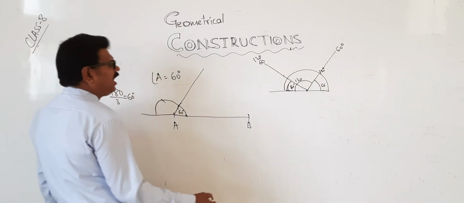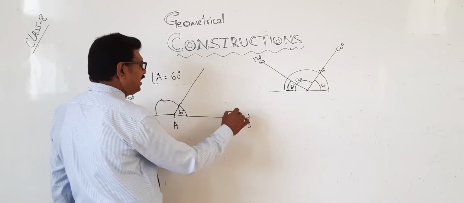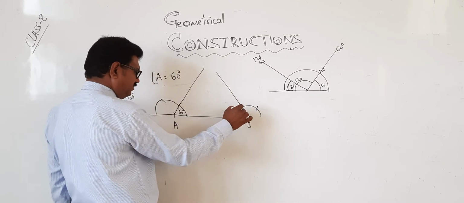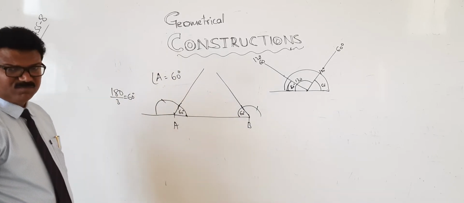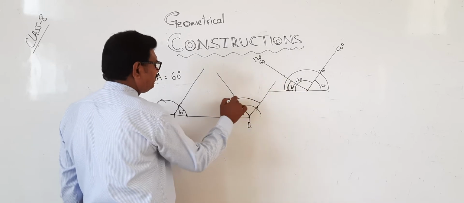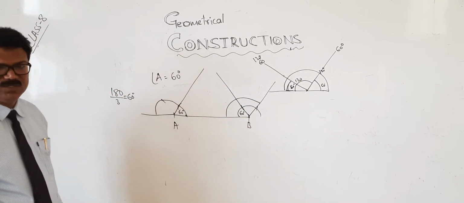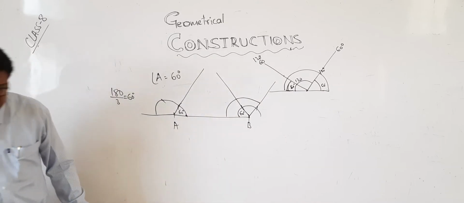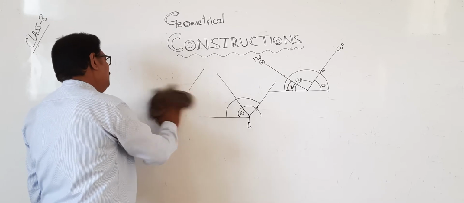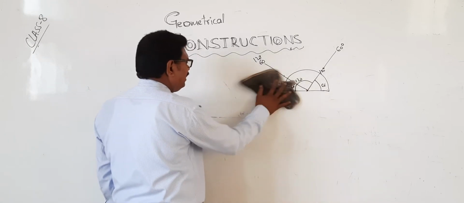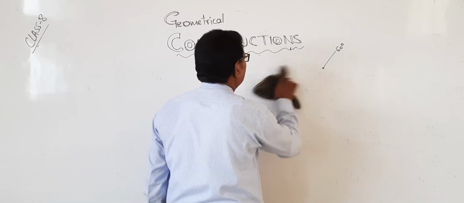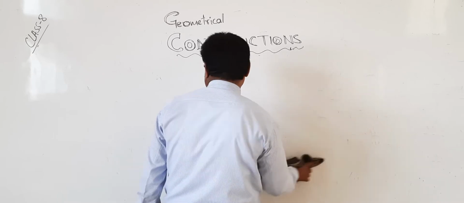Now left side. How to construct 60 degrees on the right side? Very simple. I told you, cut 60 degrees. Okay? If you want to construct 120 degrees, this is 120. So construction of angles is very important. Whether we should construct on right side or left side, that is not so important. But constructing the perfect angle is very important. Okay?